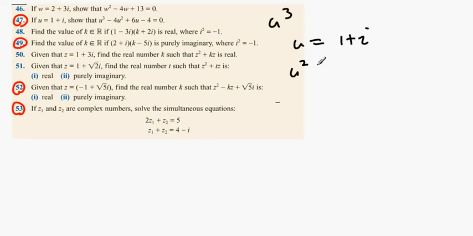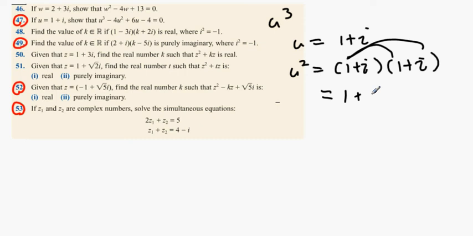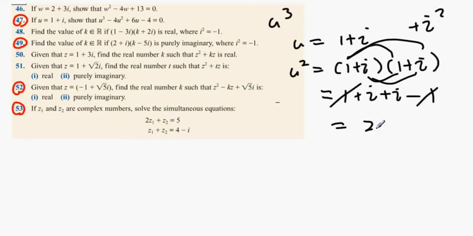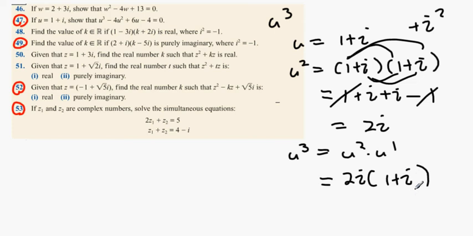u squared is going to be 1 plus i multiplied by 1 plus i. Multiply this out, and I'm going to get 1 plus i plus i plus i squared. i squared is minus 1, so they cancel out. I get 2i. Then I have to find out what u cubed is. u cubed is the same thing as u squared multiplied by u. We know u squared is 2i, and we know that u is 1 plus i.